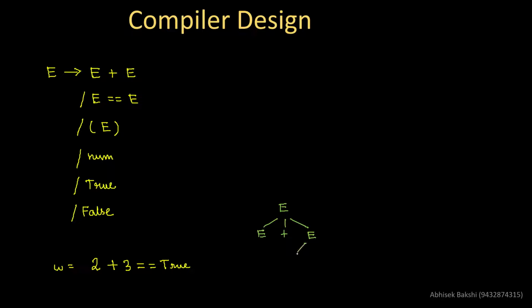and this E can be written as E equal E, and this E will be written as a num, which is basically 2. This E will be equal to 3, and this E is true. This is a num, this is another num, two different values. But you know this parse tree can be generated from this one. So that means this particular string will successfully pass the syntax analysis phase.